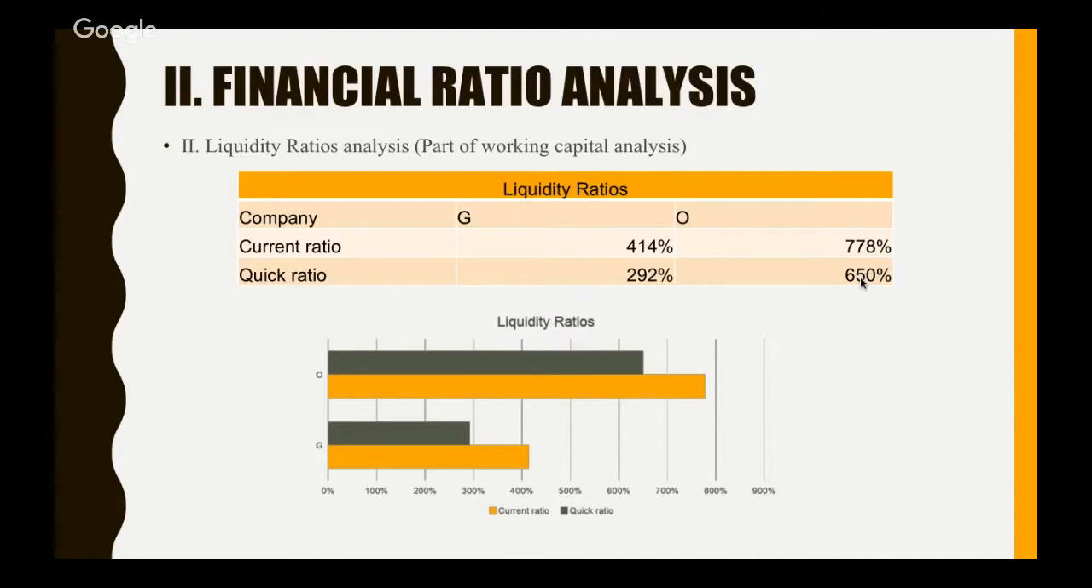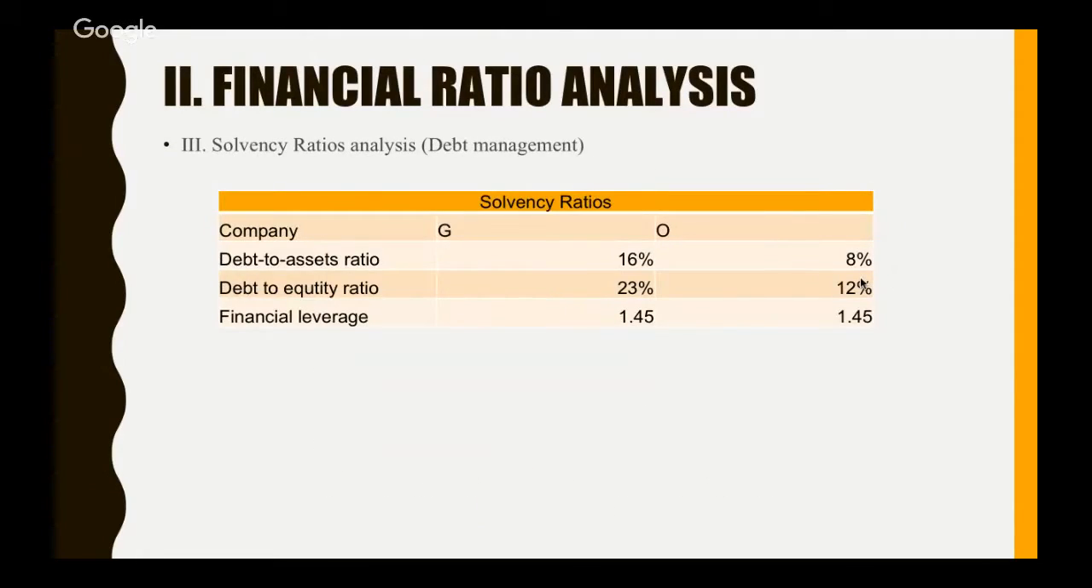Usually, the higher the value, the more it may be caused by excess inventory or excess cash. It also shows the low usage of current assets in company O. Next is the solvency ratio analysis.